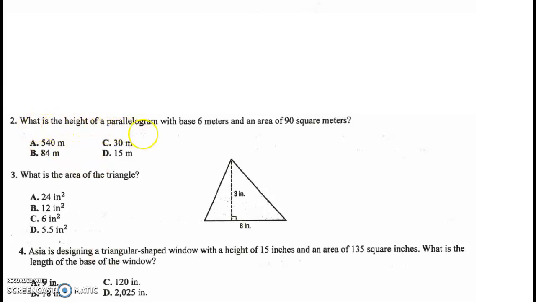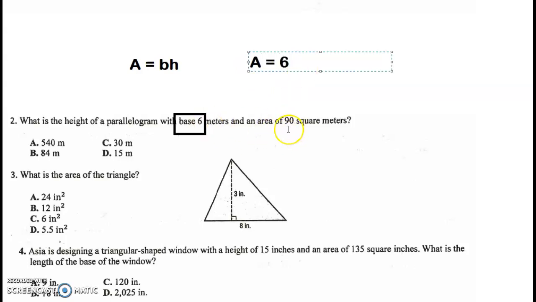Number 2 says, what is the height of a parallelogram with a base 6 and an area of 90? So we all know that, again, area of the parallelogram equals base times height, right? So let's figure out what information we have. Over here, it says we have a base of 6, right? And then our height is what? Is it 90? No, it's telling us that the area is 90, which means I don't have H, right? So 90 is my area.